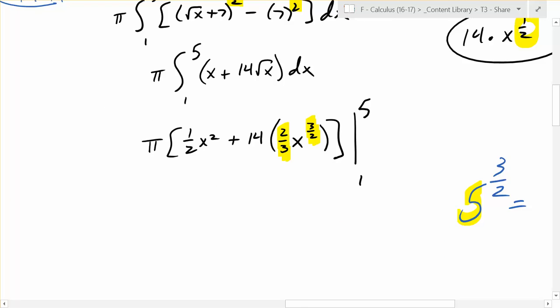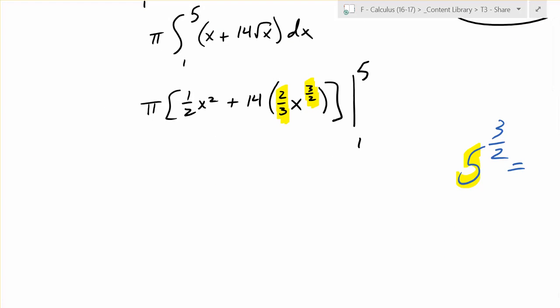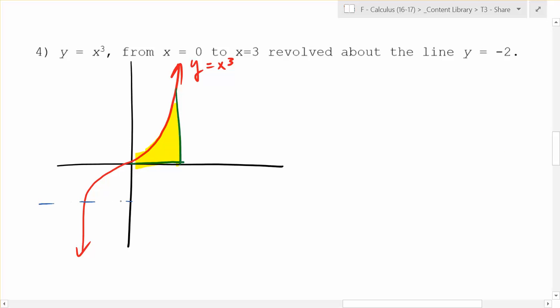Let's just move on. New scene. Okay, erase what's on the board, everybody. Erase what's on the board.